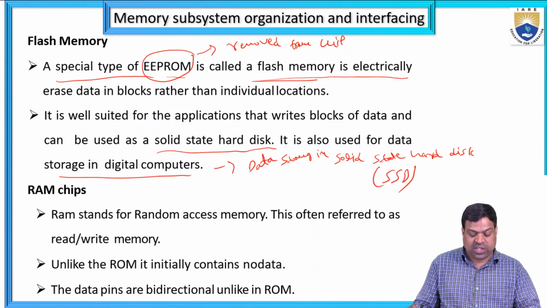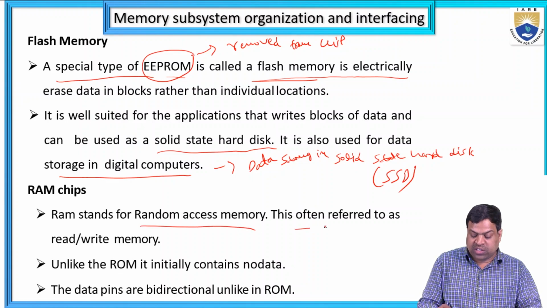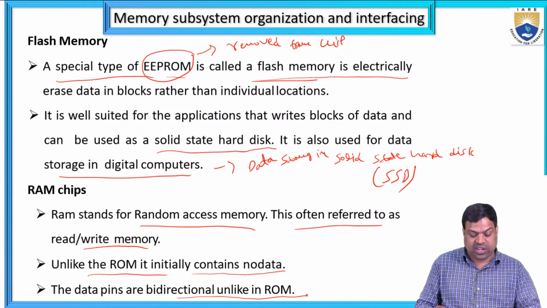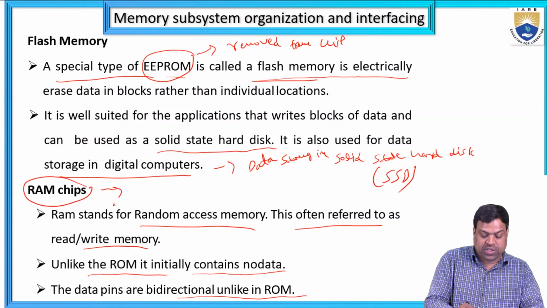And RAM chips. RAM stands for random access memory. It is often referred to as read-write memory. Unlike the ROM, it initially contains no data. The data pins are bidirectional, unlike in the ROM. A RAM chip is nothing but a temporary memory. It is temporary.